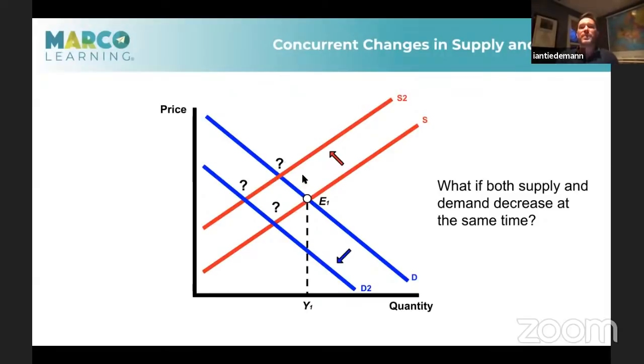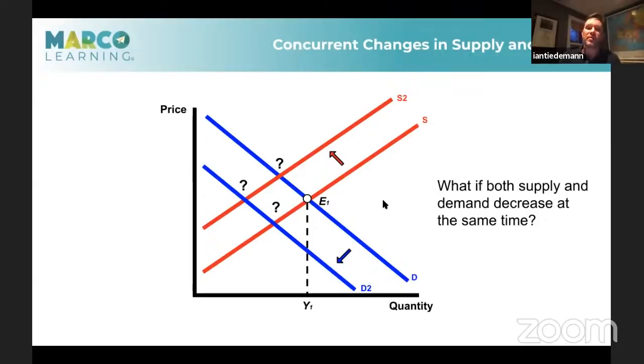If supply moves backwards, that has a backwards movement on quantity. If demand moves backwards, that has a backwards movement on quantity. In these cases, quantity has gone down for both of them, but for price, they're doing opposite things to the price. And that means that would be indeterminate. Sometimes the answer is, I don't know. I don't have enough information.